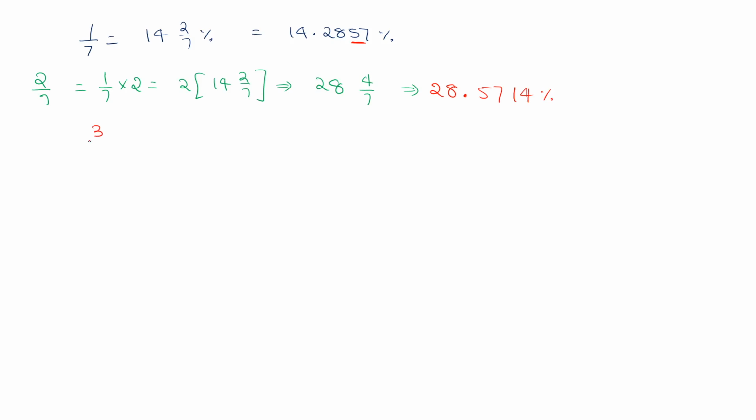If we need 3 upon 7, that is nothing but 3 times 1 upon 7. 1 upon 7 is equal to 14.2857. 3 times 14 is equal to 42. Just write down that 42. Take the cyclicity. After 42, we are going to write 8, 5, 7 and 1.